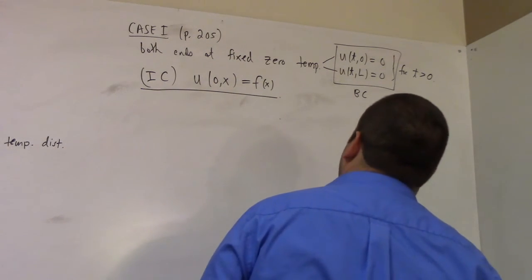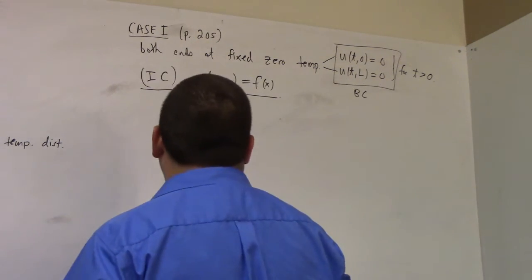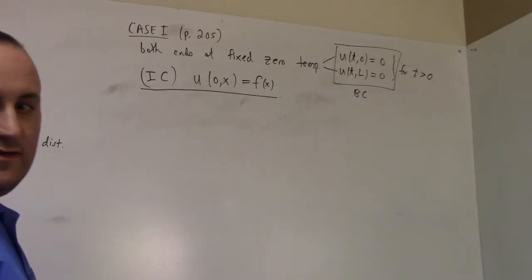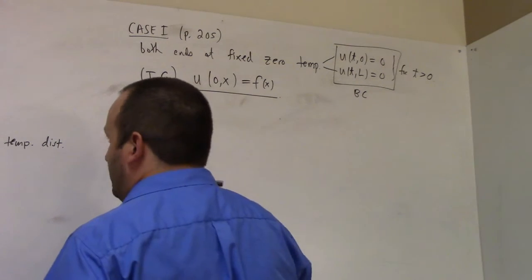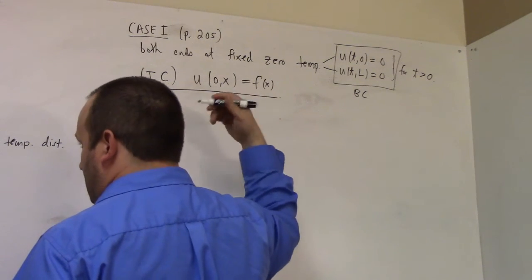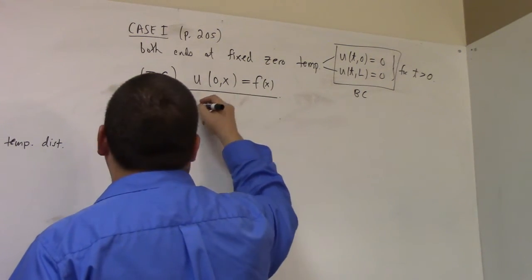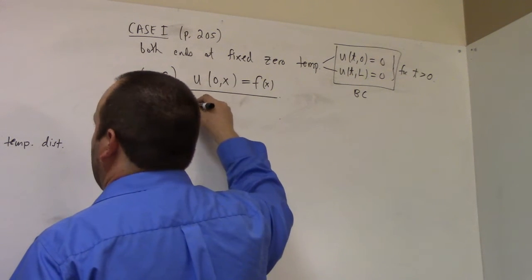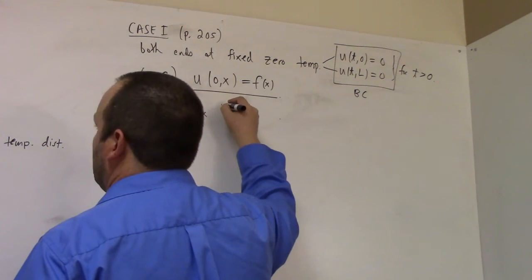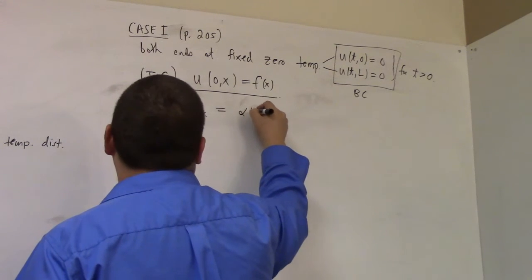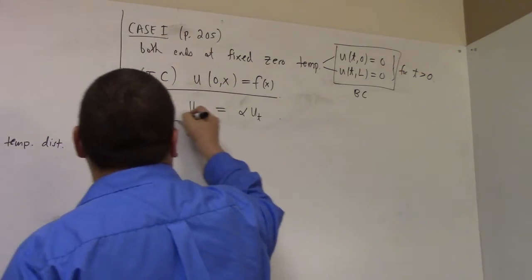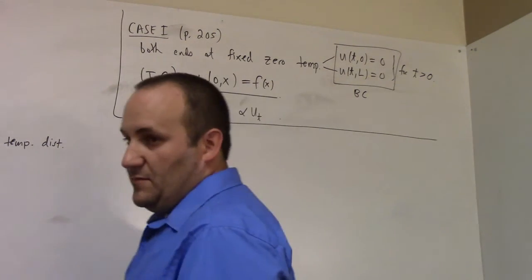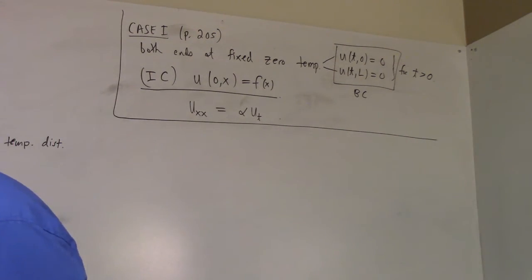And of course that's the data that we have to satisfy, but we are also looking for a solution to the heat equation, because that describes how the temperature changes according to heat flow. So we're trying to solve u xx equals alpha u t. That's our goal. This is the heat equation with fixed temperature at both sides and a given initial condition.